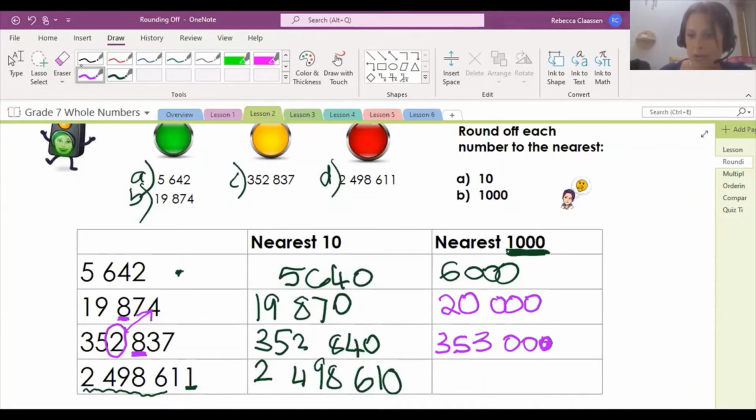And is Lesedi joined? Lesedi got the audio going. Let's check. Okay, Lesedi, do you want to try the rounding it off to the nearest 1,000?